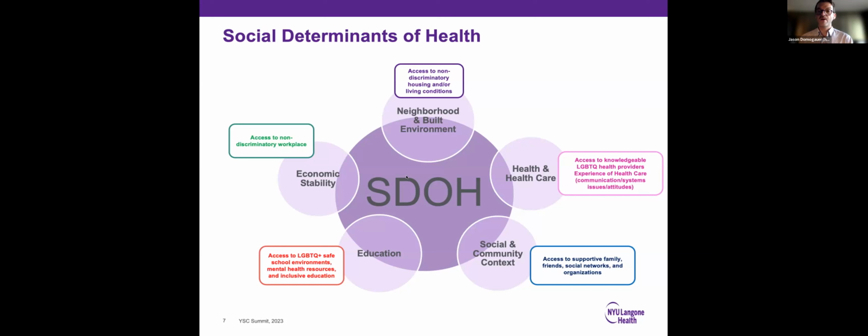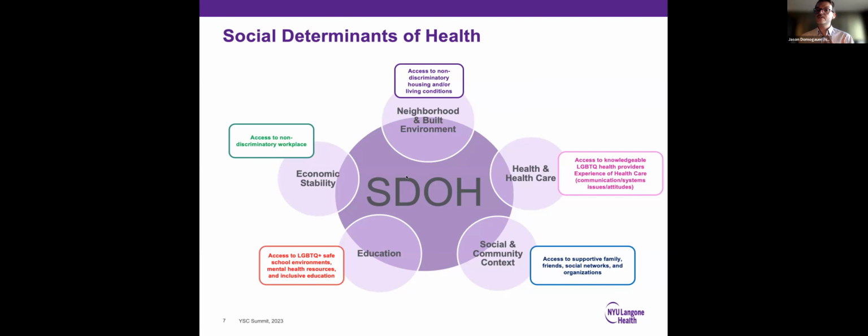And we know that there's a lot of barriers or social determinants of health that impact LGBTQ plus communities. So neighborhood and built environment, do people have access to non-discriminatory housing and or living conditions? Do people have access to adequate health insurance, health care, providers that are knowledgeable, that are welcoming, that are inclusive? Is the social and community context supportive? Are people having supportive family, biological family, chosen families, social networks, access to social networks and organizations? Education, do they have access to LGBTQ plus safe school environments, mental health resources, inclusive education? And economic stability, do people have access to well-paying jobs that offer protected sick leave, that offer health insurance?